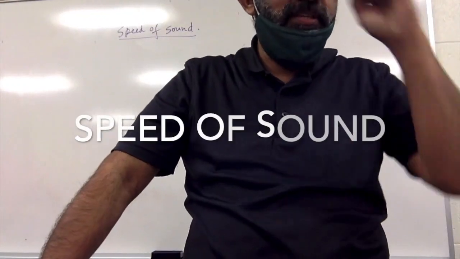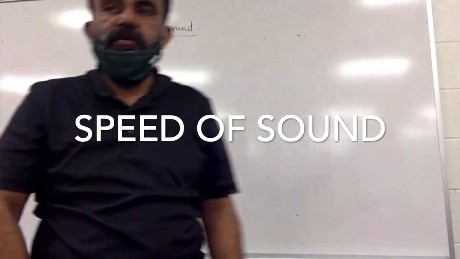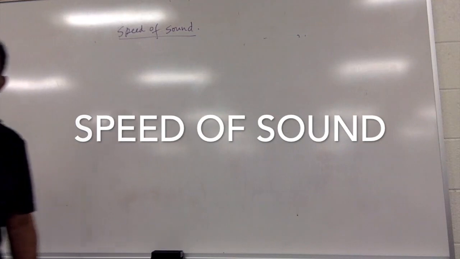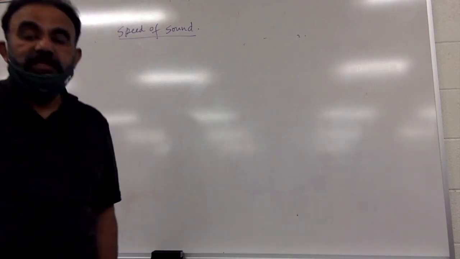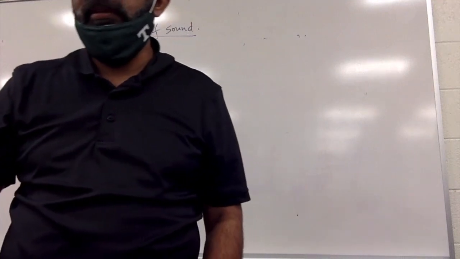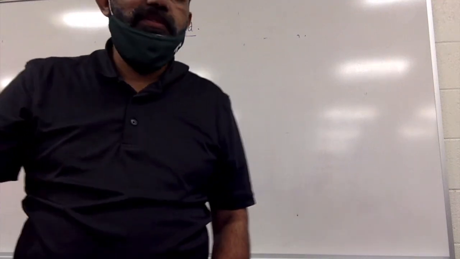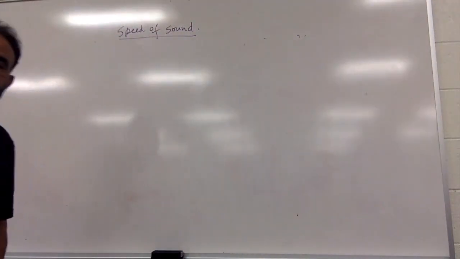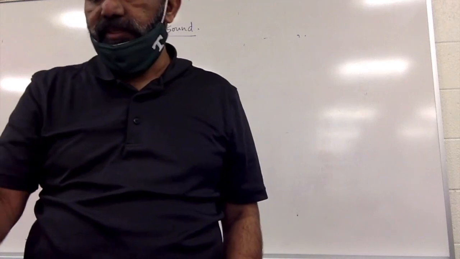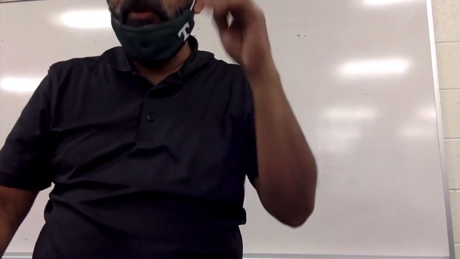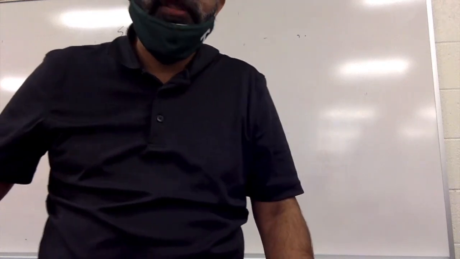Our next experiment is the determination of the speed of sound, measurement of the speed of sound in the lab. And we use a device called a resonance column. So the resonance column is used to study... But before you study this one, you need to know what is resonance. That's the first thing. So let's learn about resonance.